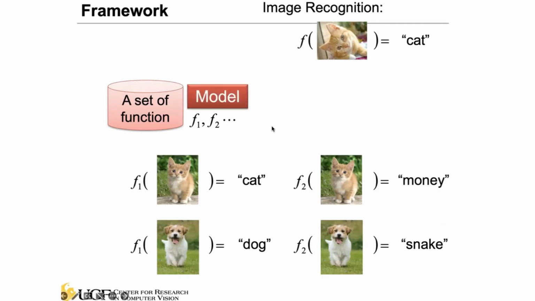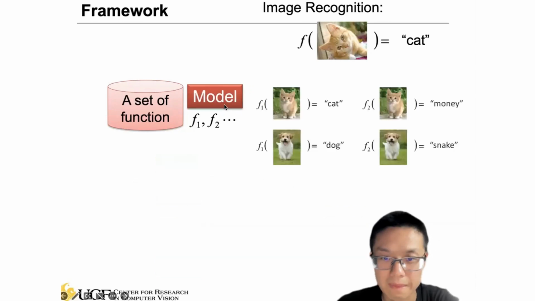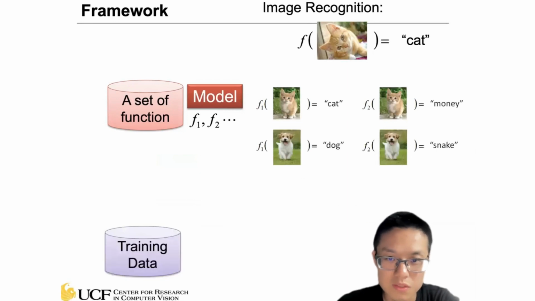So we can consider this function as going to be learned by the model. You have a set of functions, and in this case we want to train the model so that it will give us the desired, correct output. What we do is leverage the training data to train this model to give us the desired output.